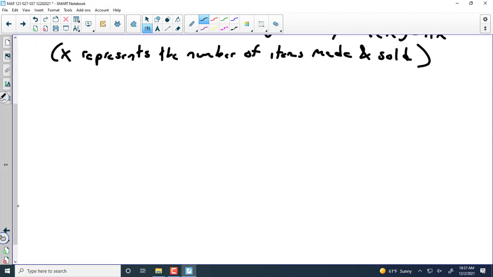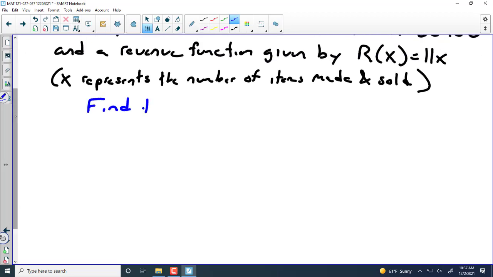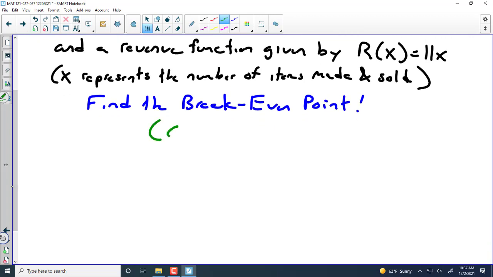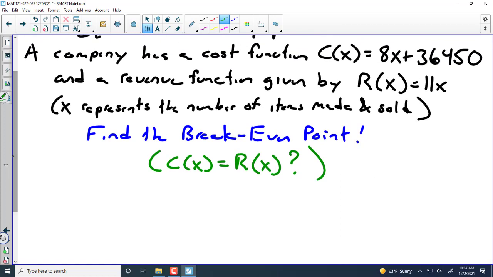So what do they want to know? What they will usually ask for in a problem like this is they ask you to find the break-even point. But when they ask you to find the break-even point, when they're giving you a cost and revenue function, what they are actually asking is: when does the cost function equal the revenue function? That is actually what they are asking you to do here.